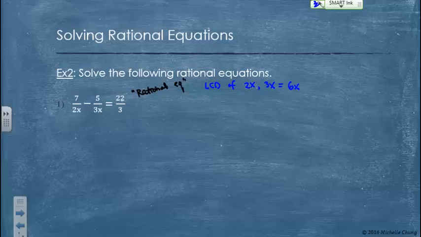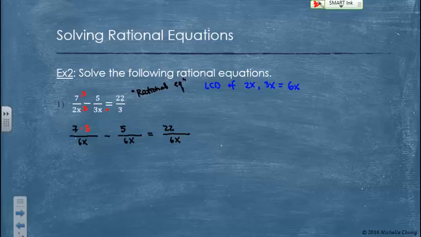So in this problem, our least common denominator is 6x. So there we have the same process. Now you will rewrite this equation with our least common denominator 6x, and then keep your original numerators. Then compare the denominators. 2x times 3 is 6x, so multiply by 3 for the first term.